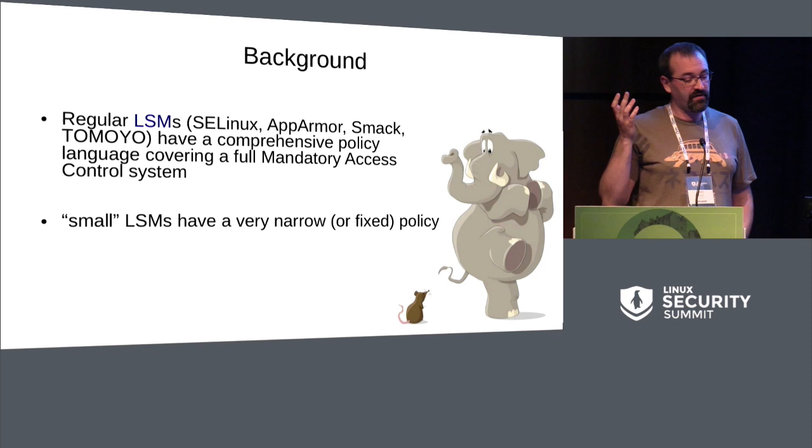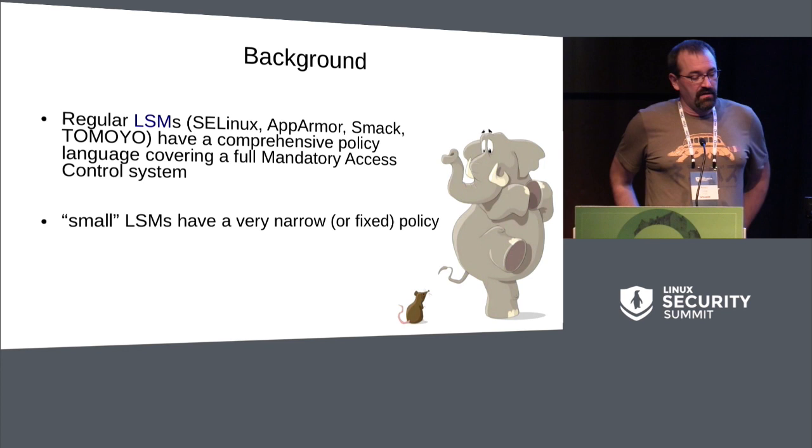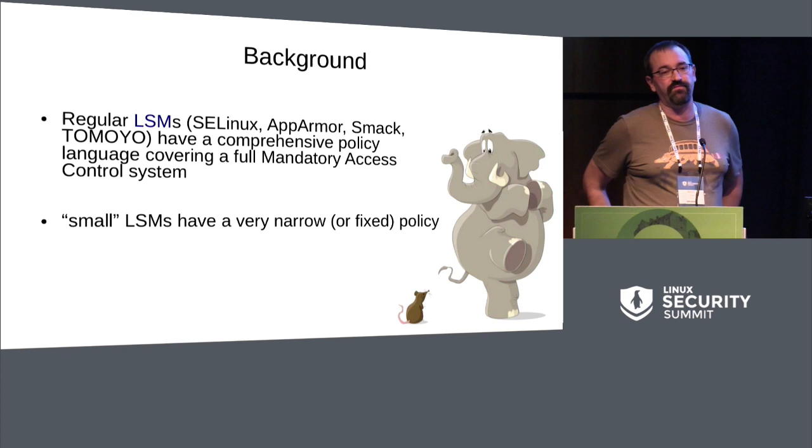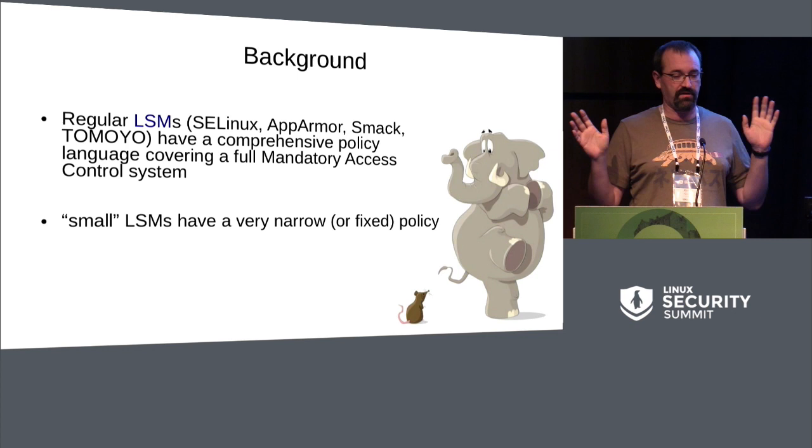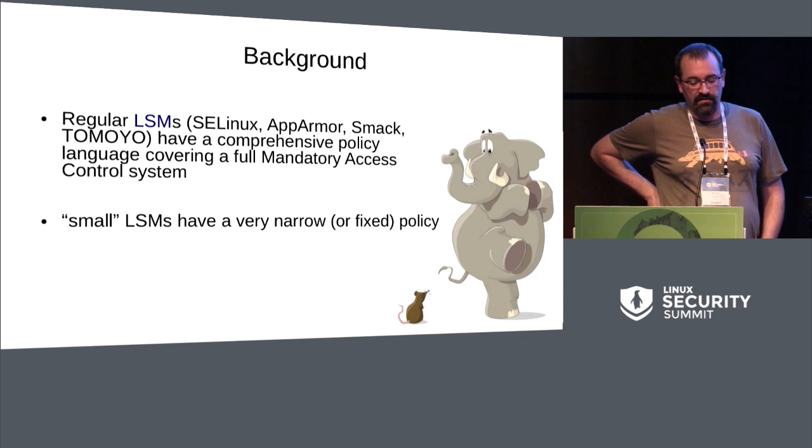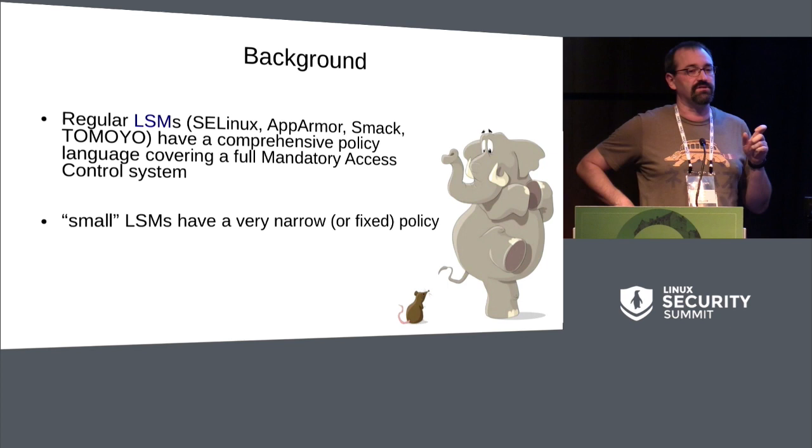So as you've already seen, there's a bunch of the larger LSMs that exist in the kernel. And the way I sort of look at it is they have a comprehensive policy. They're full-blown mandatory access control systems. They mediate all kinds of different things, files, networks, et cetera. And the small or minor LSMs have a really, really narrow policy. They're usually a fixed policy.